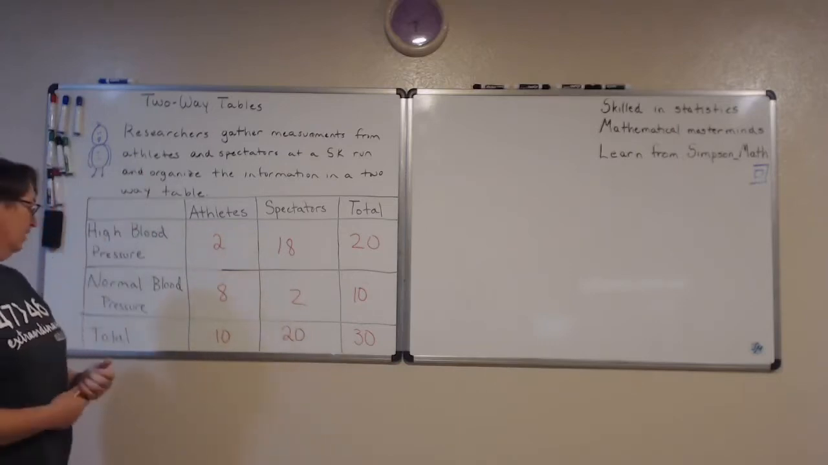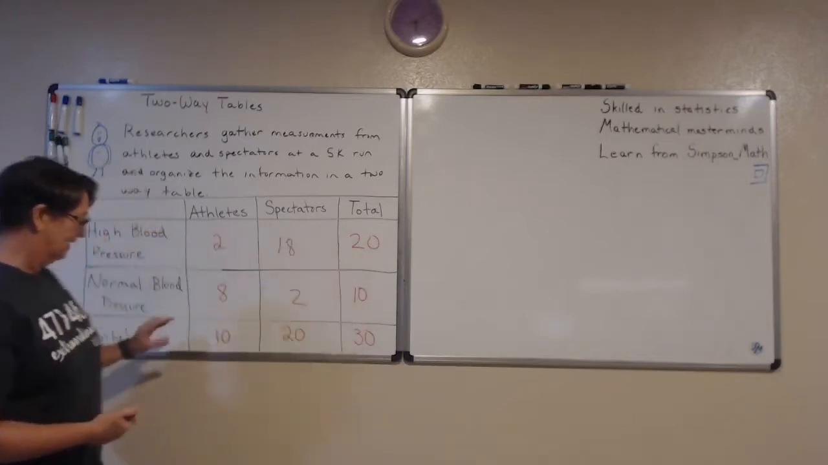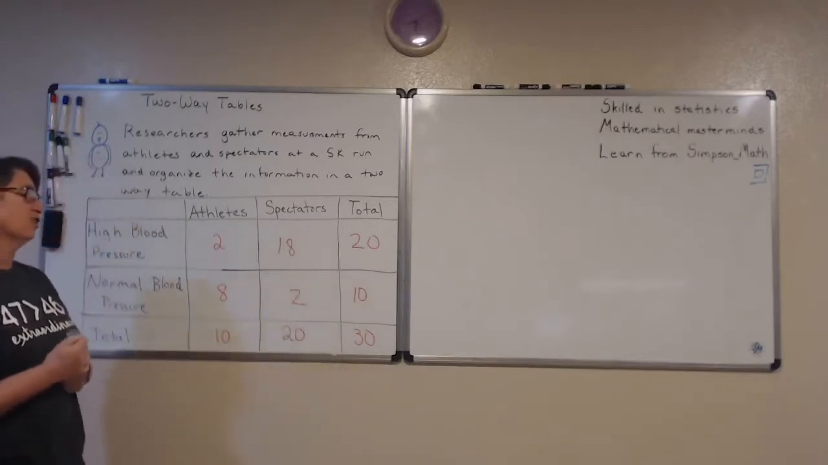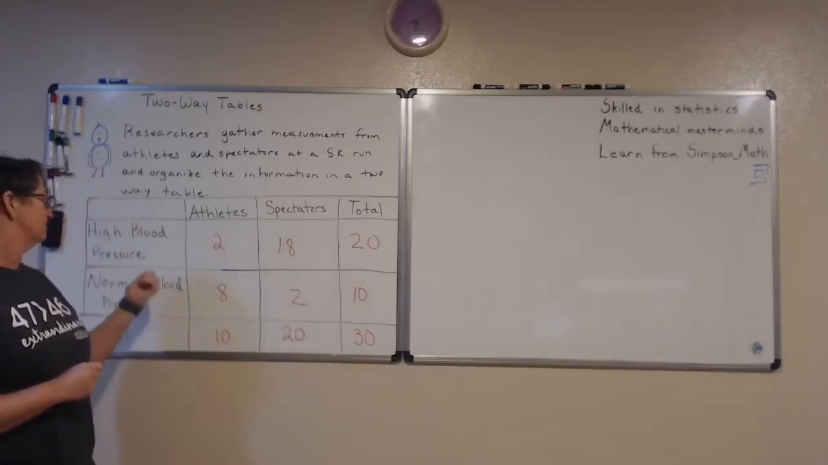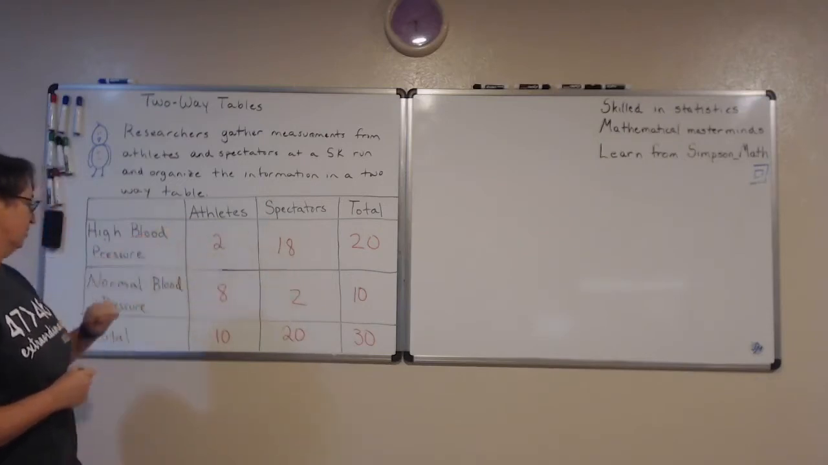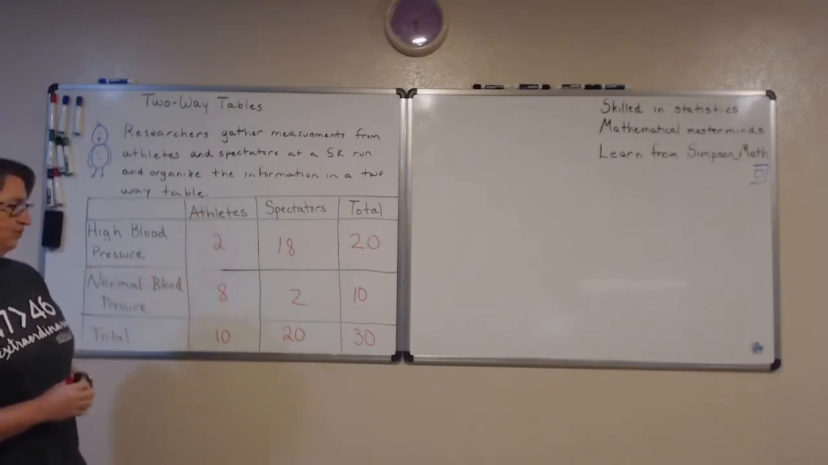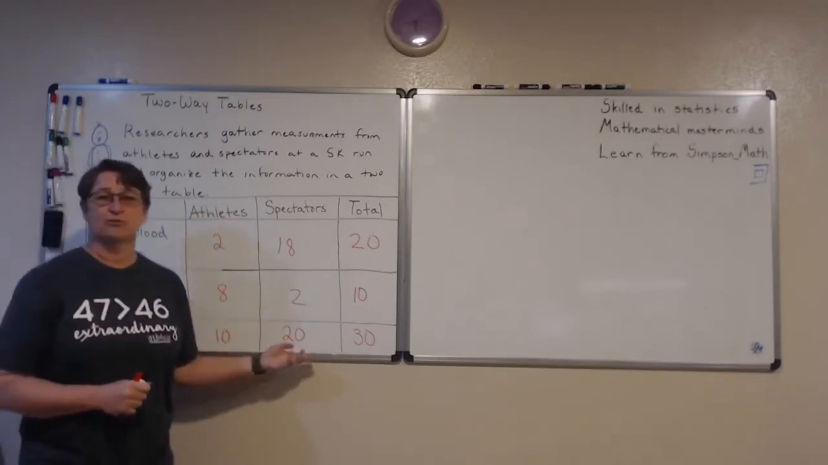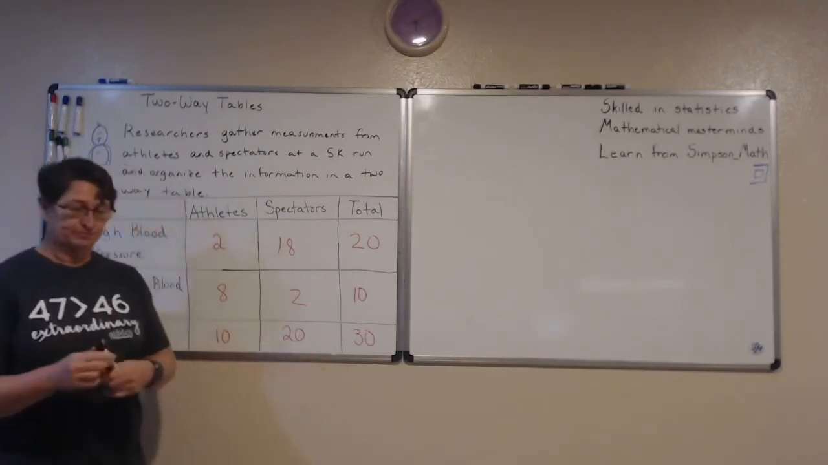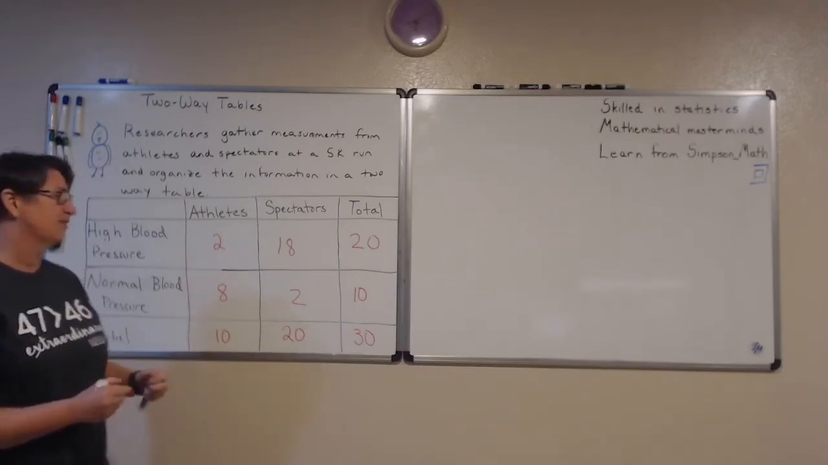Perfect, perfect. Okay, and then we can check ourselves by just adding them up that direction, and our rows should add up. Then we can look at the data to say, well, 18 spectators had high blood pressure, or 8 athletes had normal blood pressure. So maybe you kind of remember how to read those two-way tables. And maybe we even did some probability questions with them. I don't know, did we?